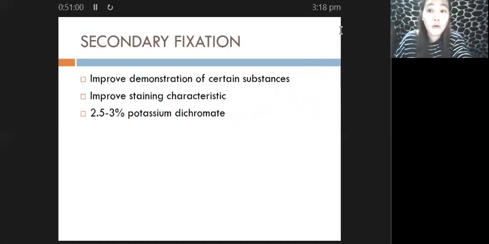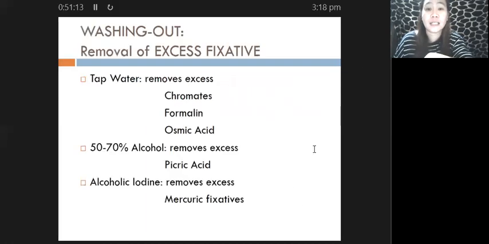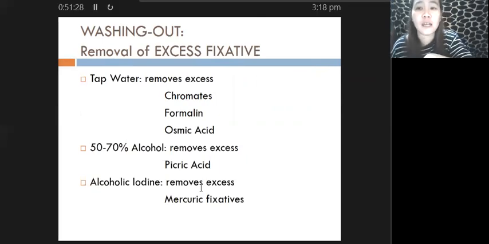So before you move to the next step in tissue processing, of course we have our post-fixation treatment procedures, just like we have our post-decalcification treatment procedures. It's the same thing. After fixation, we have what we call post-fixation treatment procedures.